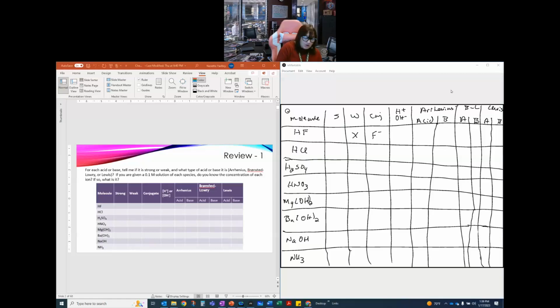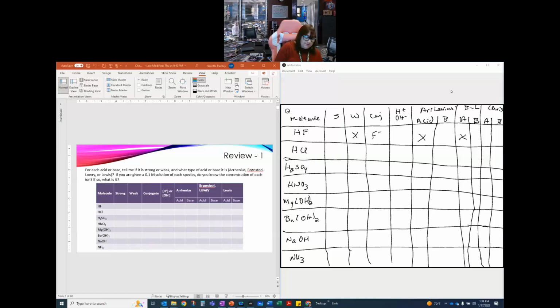So, does it donate a proton? Yes, it does. So, Arrhenius, yes. Does it donate a proton for Bronsted-Lowry? Yes, it does. So, it's a Bronsted-Lowry. Does it accept a pair of electrons? No. F minus does not have any space with which to do so. So, there is nothing that's going to go in the Lewis box. That's what I'm going to fill in for that.